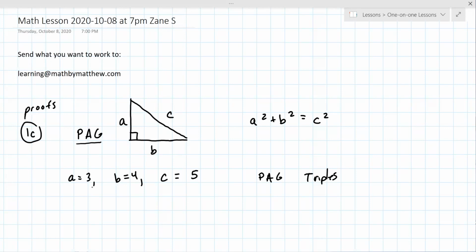The next one that you might see is 5, 12, and 13. And then another one might be 8, 15, and 17. And these actually go on forever. There's an infinite number of these that you can have.